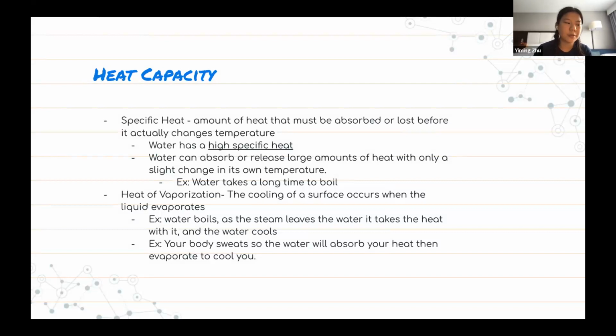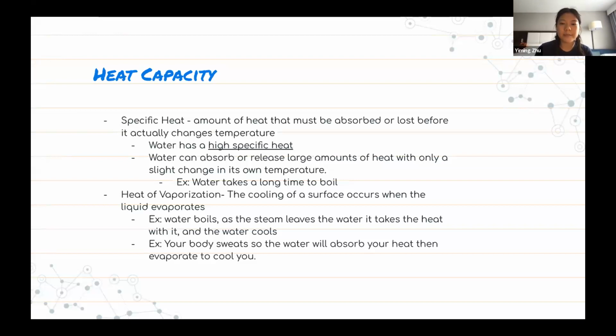For example, with another liquid, say maybe milk, it would be easier to boil, taking less heat to boil than water. So basically, what this means for water is that it can absorb or release a large amount of heat while only changing slightly in its own temperature.